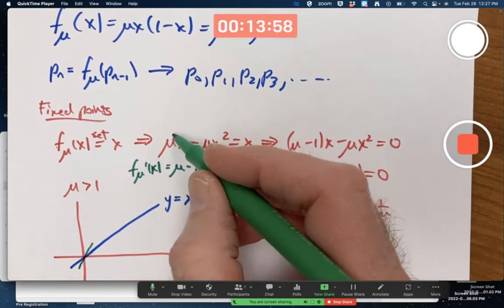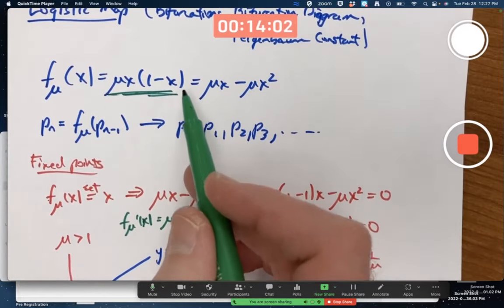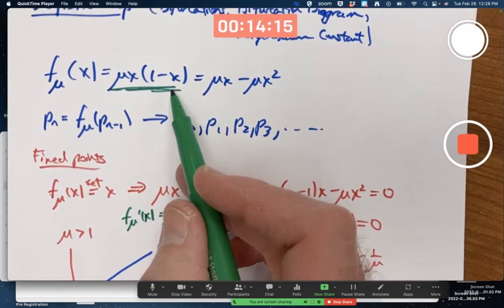The original function can be factored. In fact, that's how I wrote it right at the start. In this way, its roots are 0 and 1, no matter what mu is. And when mu is positive, its maximum value is going to be when x is a half.